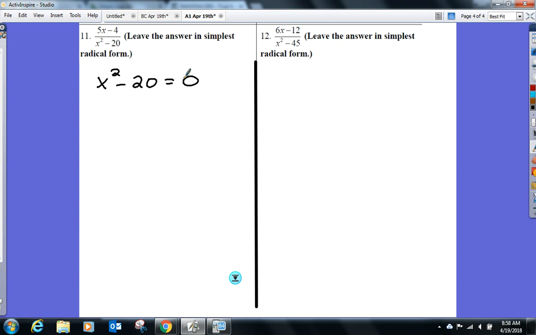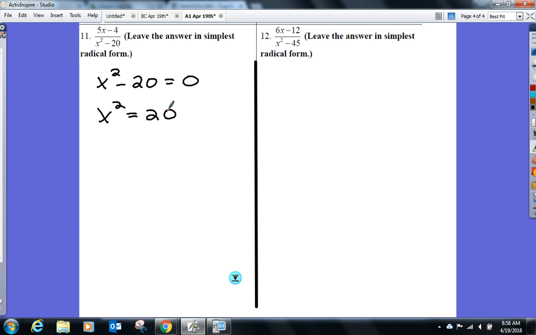Is 20 a perfect square? So this is not a difference of 2 perfect squares at all. So you cannot factor this. You legitimately cannot factor. But I'm still going to solve for x. I want to get x by itself. How do I move the 20 over? Add it over. Let's add it over. X squared equals 20.